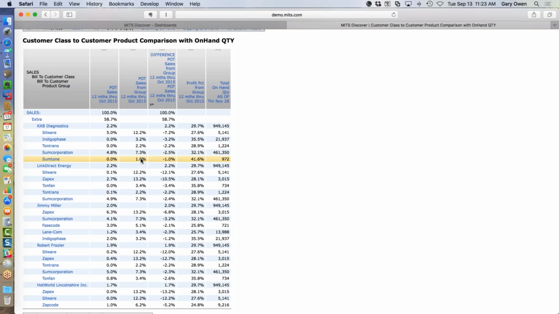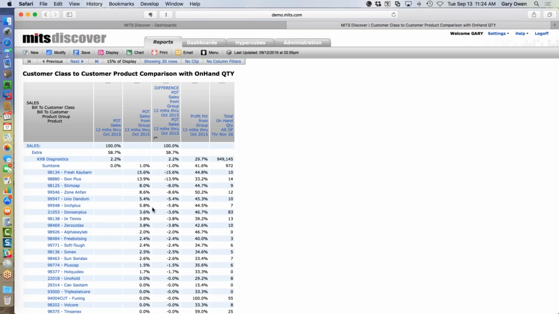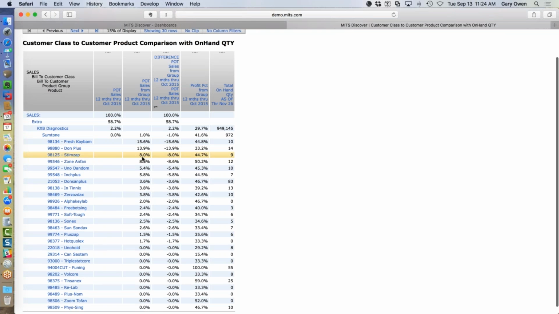The piece that was the most interesting to me was this sum tone product category, fake name, fake product group. Don't know what it means. You would if it was your system. But that product group sells to other people for 42% margin. That's the most exciting opportunity that you have here. So I can click on sum tone. I can drill down by product and get down to a level where I can see all of the different products from that category that other people buy.